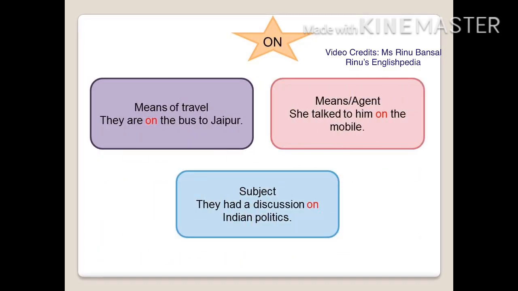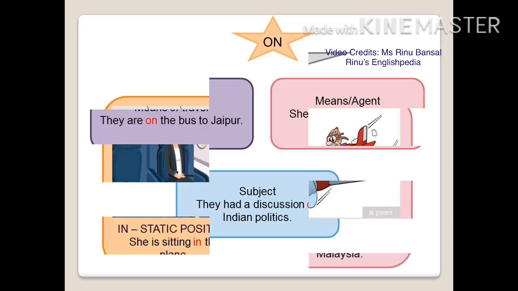On can also be used when we are referring to some means of travel. For example, they are on the bus to Jaipur. On is also used when we refer to the means or an agent by which we did something. For example, she talked to him on the phone. And finally, when we are talking about subjects, we use on. For example, they had a discussion on Indian politics.